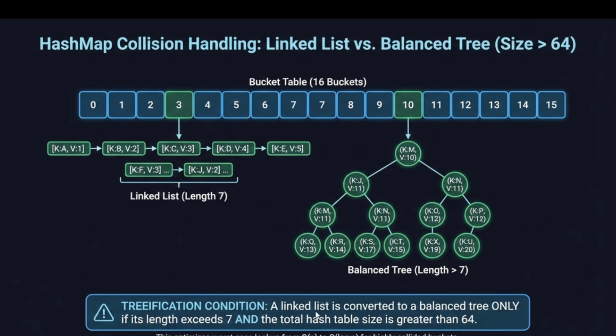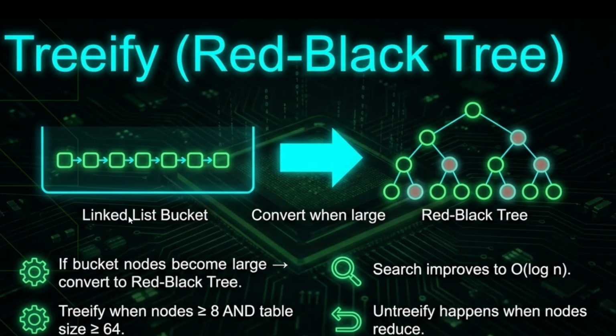Treeification condition: a linked list is converted to a balanced tree only if the length exceeds 7 and the total hash table size is greater than 64. Then only the linked list will be converted to a balanced tree, that is, a red black tree. If bucket nodes become large, convert to red black tree. This is the condition. The length should be greater than 8, the treeify threshold, and the table size should be greater than 64.